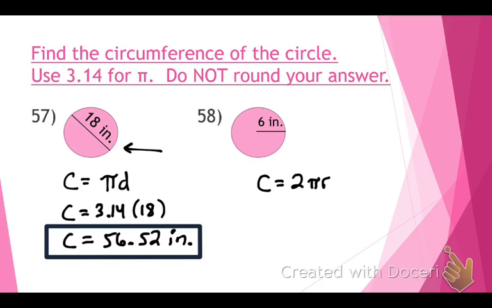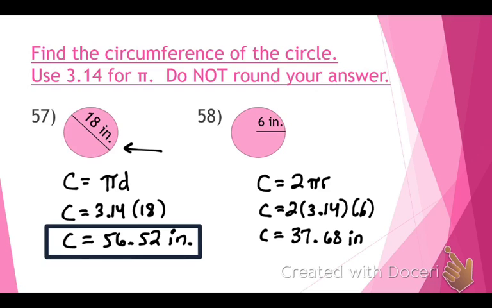Okay, so we're going to plug things in. 2 times 3.14, and what's our radius? 6. When you multiply all that out, what do you get? 37.68 inches. Because the instructions this time did not ask us to round, you're going to go ahead and just leave the answer just like that.